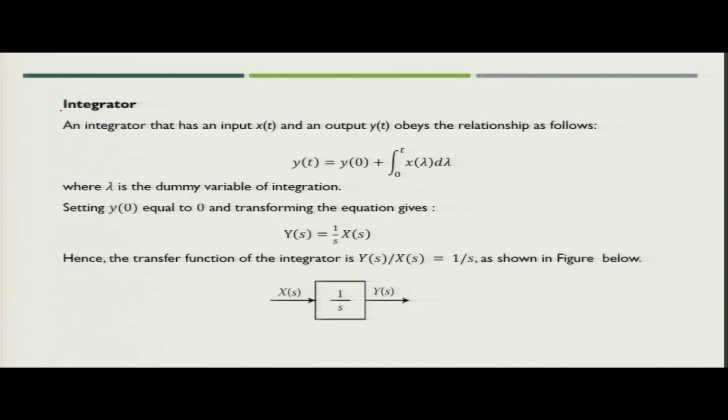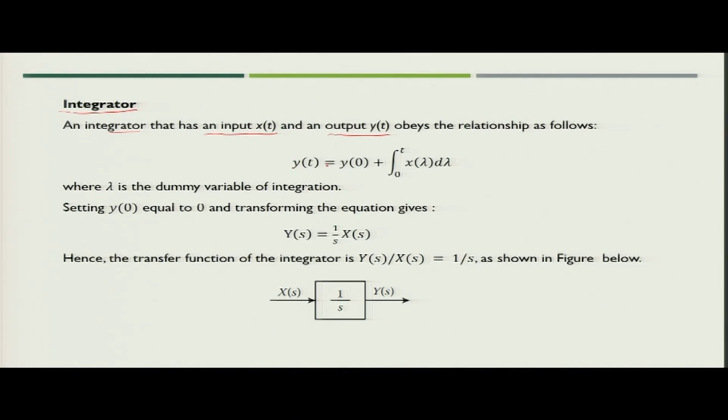Now, let us talk about the integrator block. If you recall, we discussed integration when we were discussing the Laplace transform. We use that discussion in this particular analysis, where we want to find out the transfer function of the integrator block. So, if you consider x(t) as an input and y(t) as an output, then y(t) is the integration of x(t).